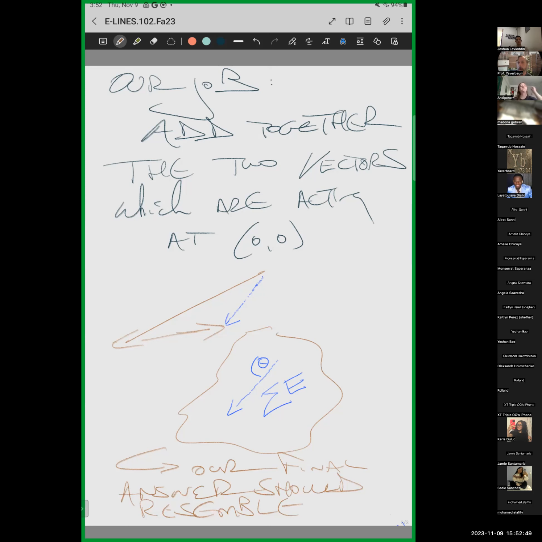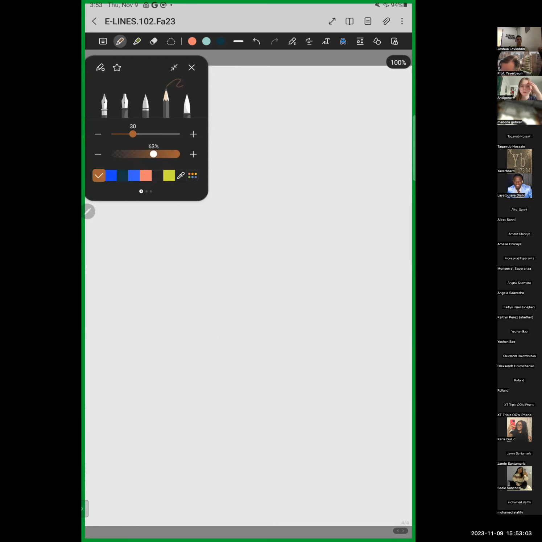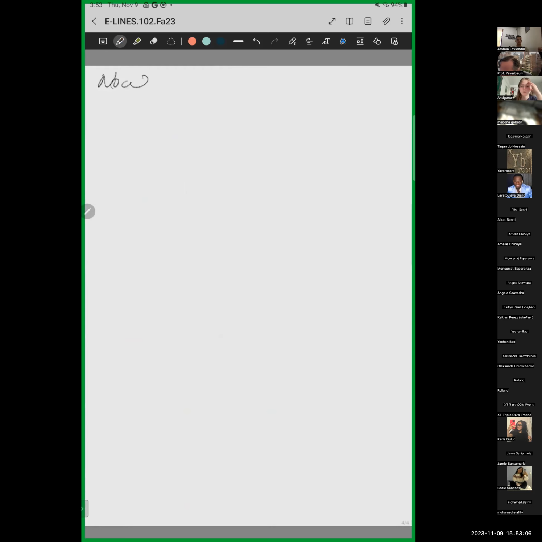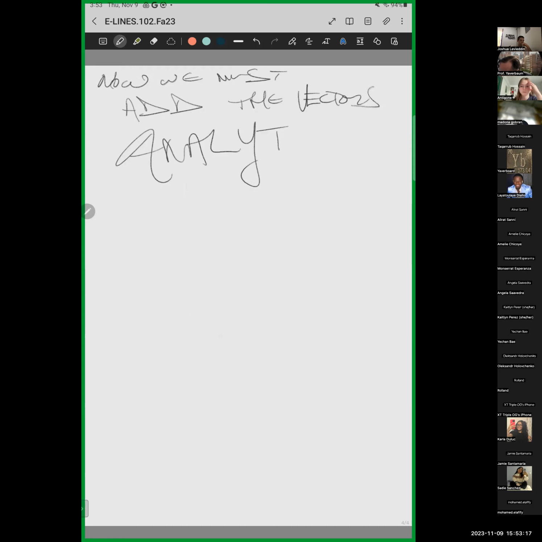If in the end, when we do all our work and get our answer, it's different from this, then we have to stand back and check something. This is an advanced check on our work. Okay, enough of that. So that's our picture. Now we have to analytically do it. So we're adding by components.